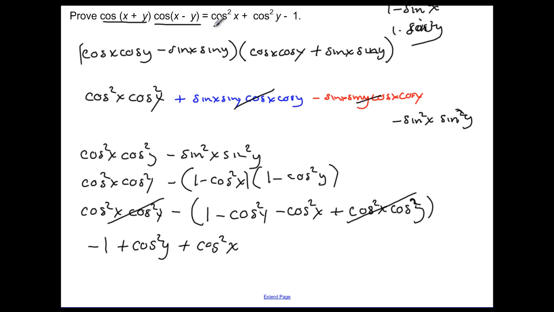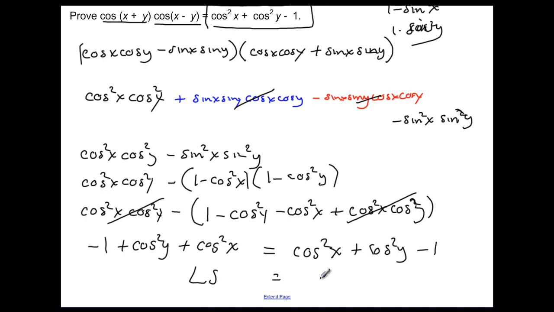Take a look up on the right hand side, and even though it's not written in the same order, is that not the same thing as what I have on the right hand side? Cos squared x plus cos squared y minus 1. And I have the minus 1 up front here, but I can very easily rearrange these and see very quickly that left side is in fact equal to right side.